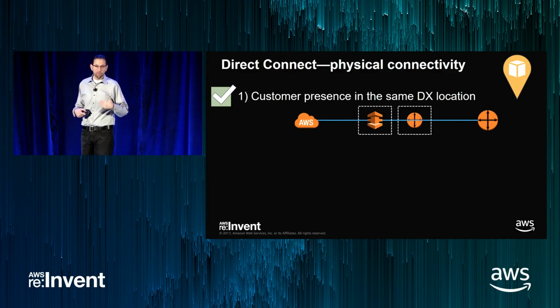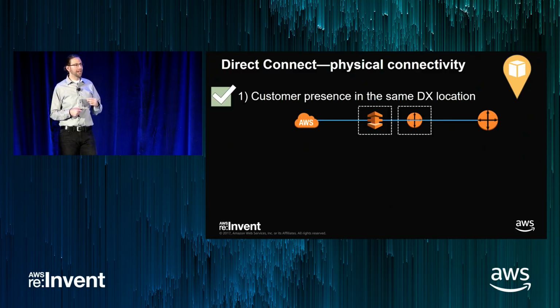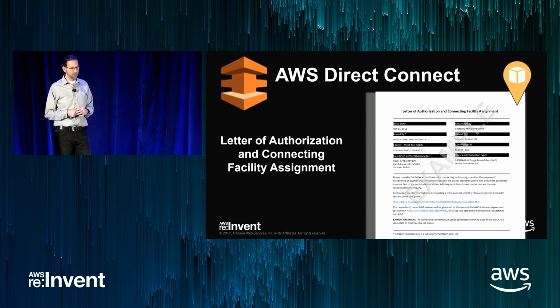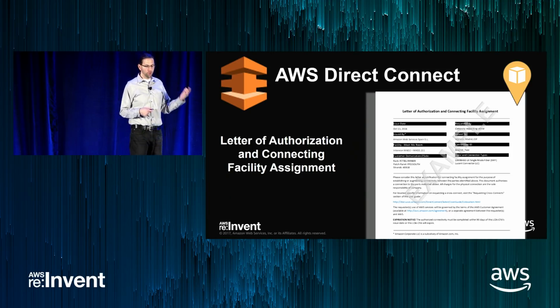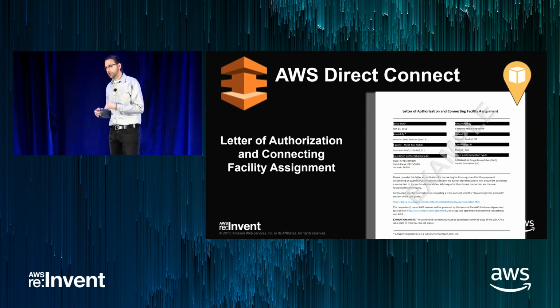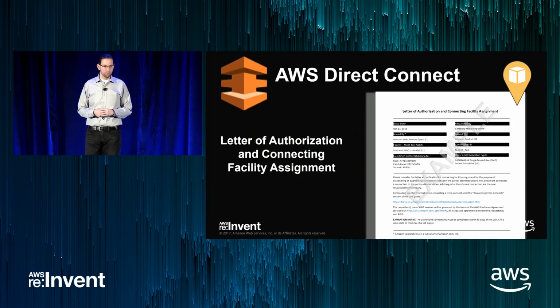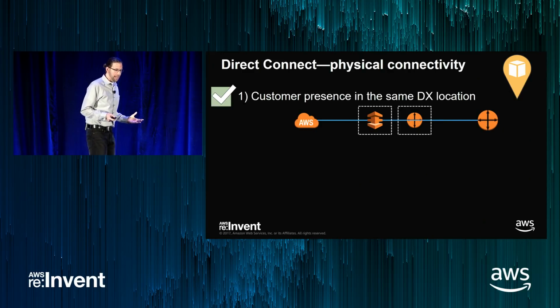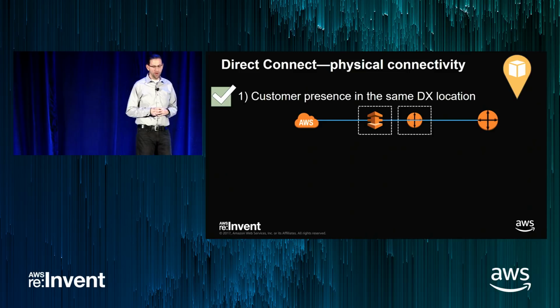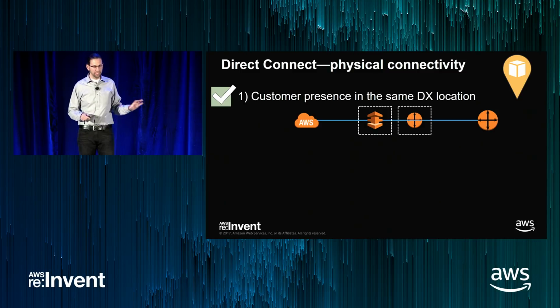That will trigger a process at the end of which you can download an LOA, a letter of authorization. This LOA means that we have allocated a port solely for you on our devices. You are now authorized to connect to it whenever you're ready. At that point, you take that LOA, you give it to the colo provider, and you request a cross-connect between your router and our device. Once that cross-connect is established, you are physically connected to AWS. And you can now start connecting to resources. But we'll get to that bit later on.